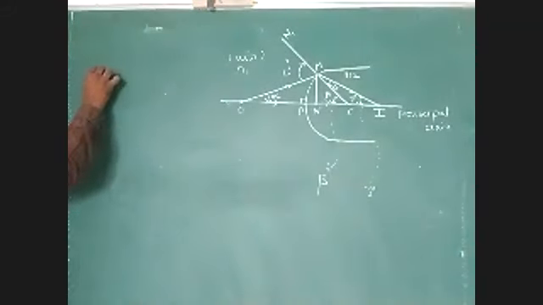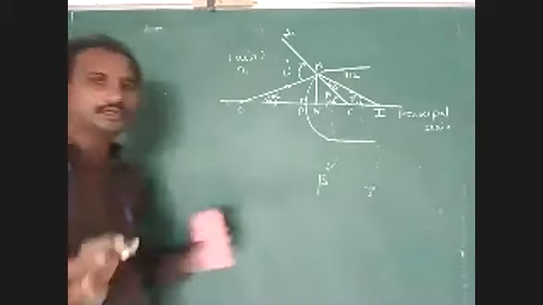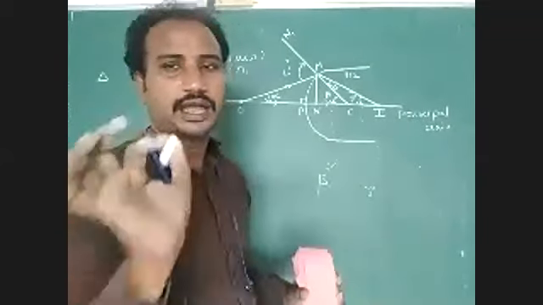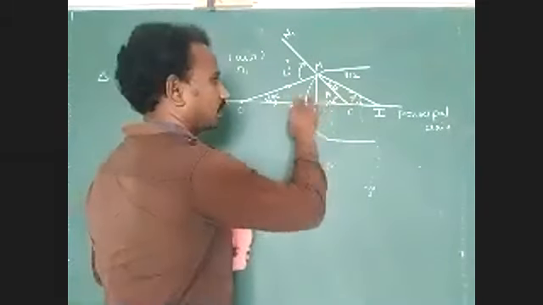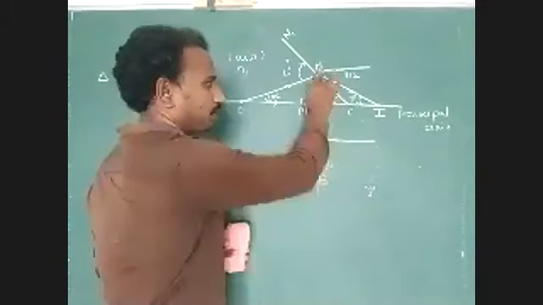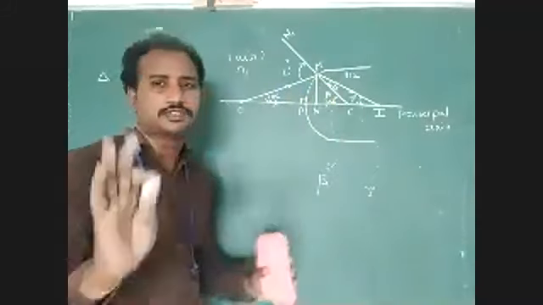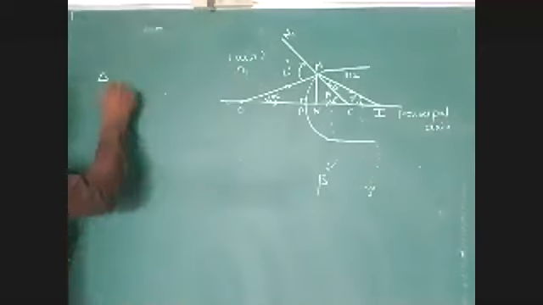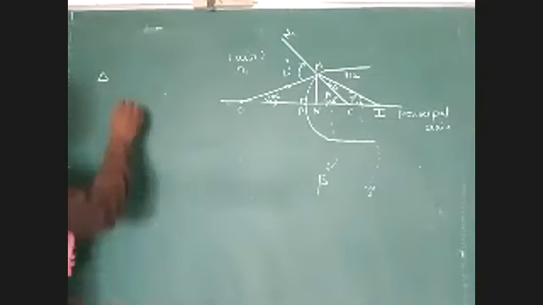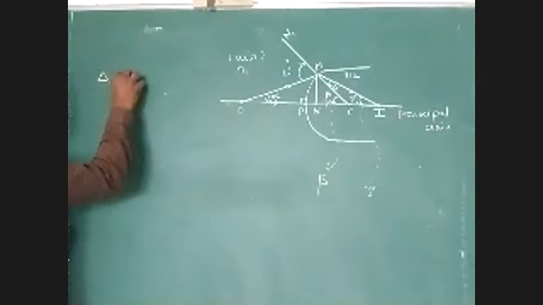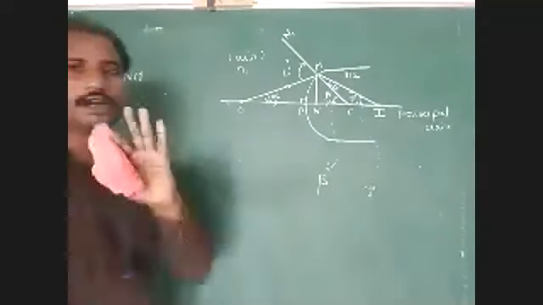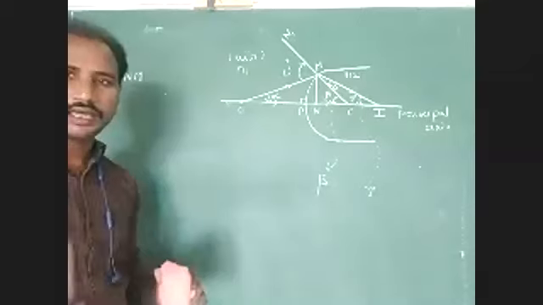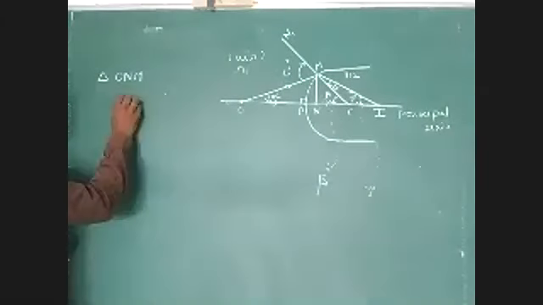Right angle means 90 degrees, so one angle must be 90 degrees. In these three triangles, the opposite side MN is common. The first right angle triangle is ONM.